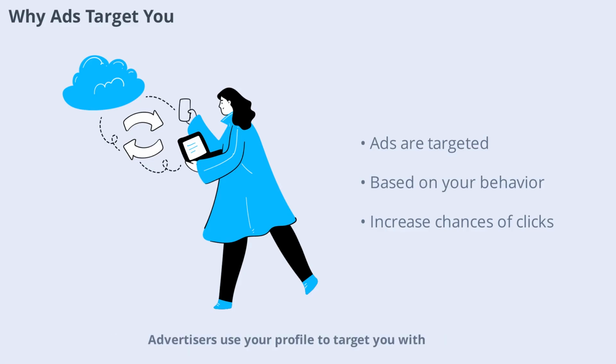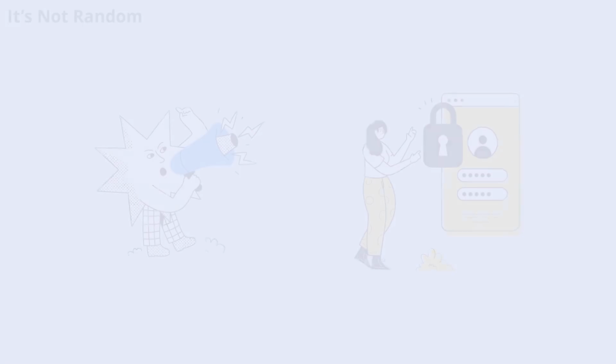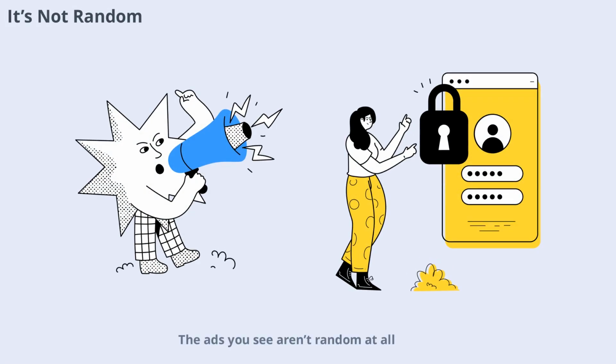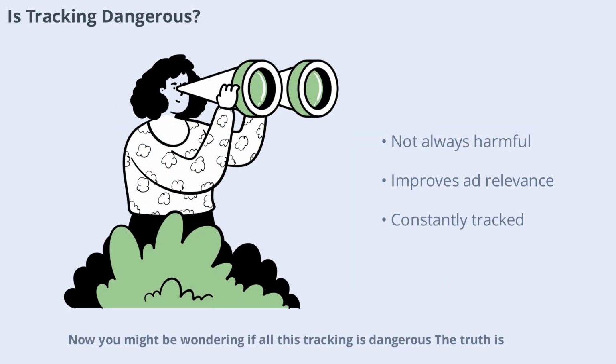Advertisers use your profile to target you with ads that are more likely to catch your attention, increasing the chances that you'll click or buy. The ads you see aren't random at all. They're carefully chosen based on your online activity. Every search, click, and page view adds another piece to your digital puzzle, helping advertisers serve you ads that feel almost too relevant.